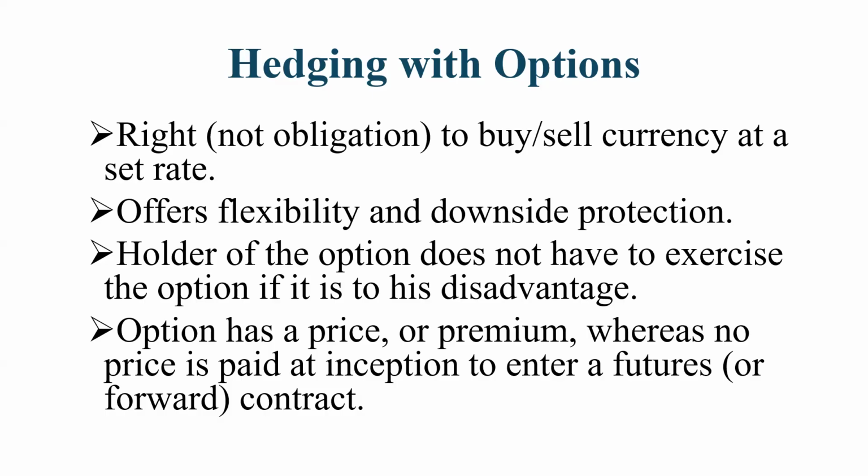So for example, a US firm expecting to receive euros from a customer could buy a put option on the euro. That's a right to sell the euro at a set price or a set exchange rate to hedge against the euro depreciating, which we considered in the prior example. When the euro depreciates, the dollar equivalent will be less. So to hedge that risk, a put option could be used by the US company.